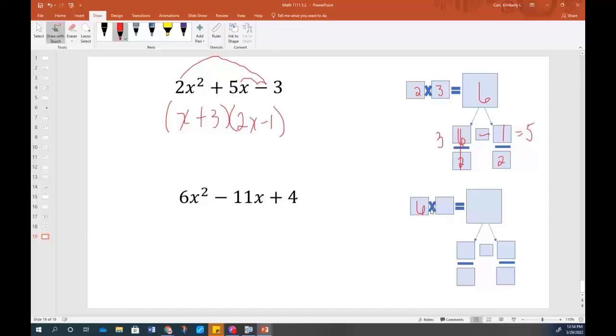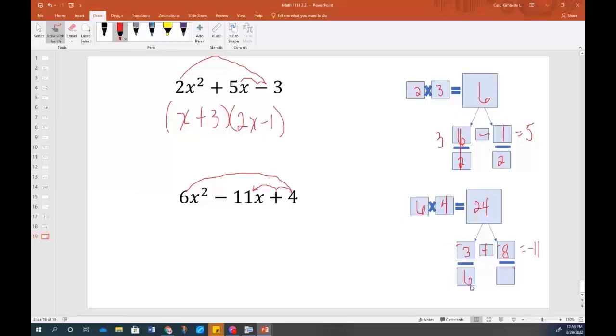Next one will be 6. Start with the leading coefficient. So 6 times 4 is 24. What multiplies to 24 but adds to negative 11? So it has to add to negative 11. 1 and 24, 2 and 12, 3 and 8. Bam, 3 and 8, because 3 plus 8 is 11. If I want to make them negative, I just make both the 3 and the 8 negative.